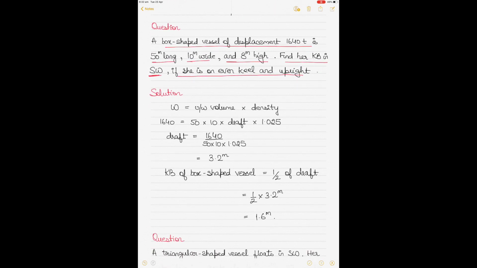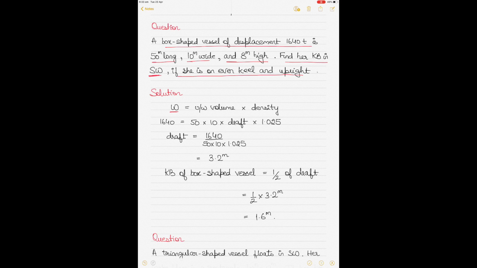If we know the draft, we know that half of the draft will be the position of the center of buoyancy. So let's see if we can find the draft from the information given to us, because the draft is not given in the question. What is given to us is displacement, W. Now displacement equals underwater volume times density. If this is the first video you are watching in the series on ship stability, I'll advise you to start from the very first video, because there I have discussed the formula for calculating displacement and what displacement is. In case you don't know these terms, start from the very first video. That would be my recommendation.